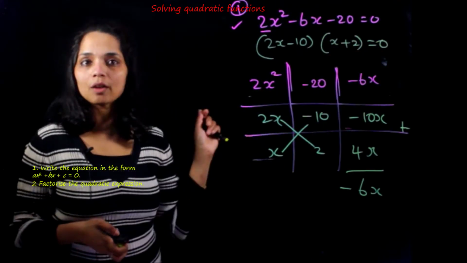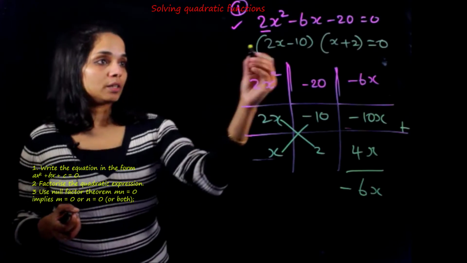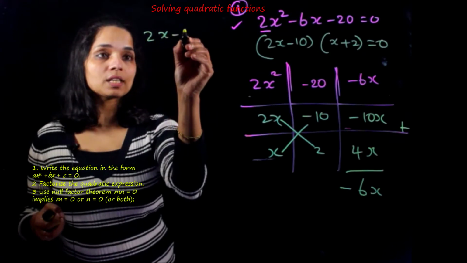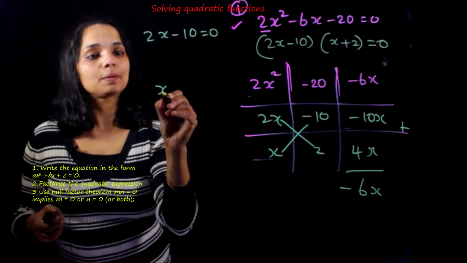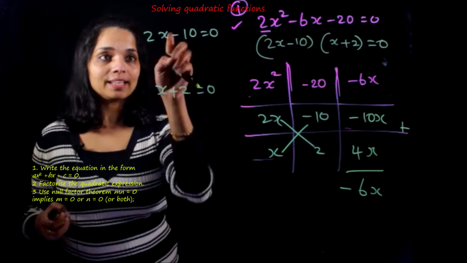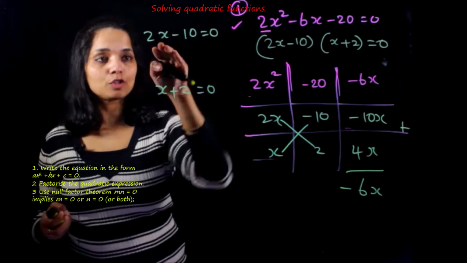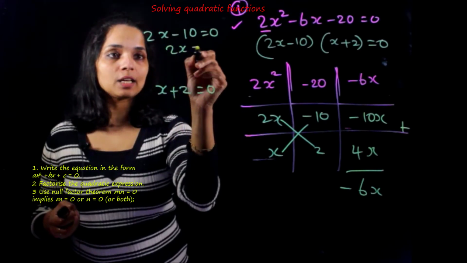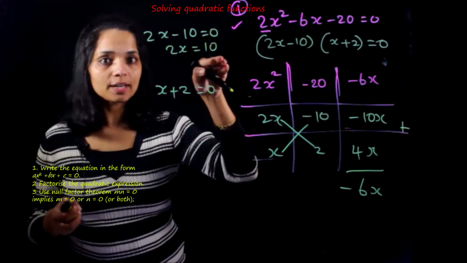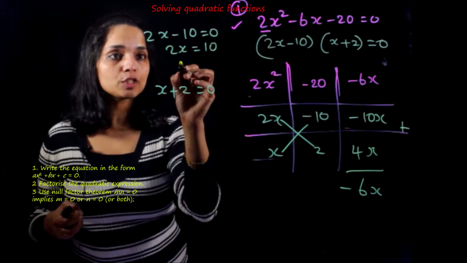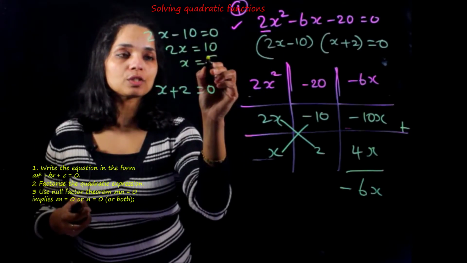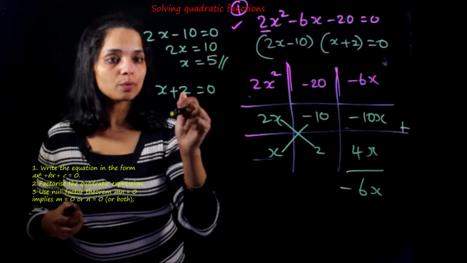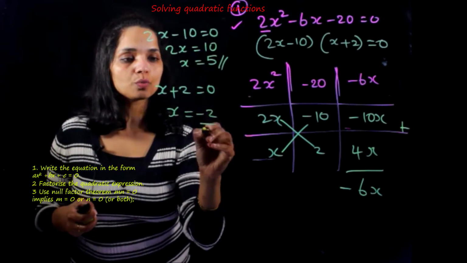Now we're going to use the null factor law as we did previously. m times n equals 0. So that means m can be 0, so 2x minus 10 can be 0, or x plus 2 can be equal to 0. And you can rearrange these terms. You first add 10 on both sides, which gives 2x equals 10, and then you divide by 2 on both sides, which gives x equals 10 on 2, which is 5. Okay, and this one is simple, so just subtract 2 on both sides, which is x equals minus 2.